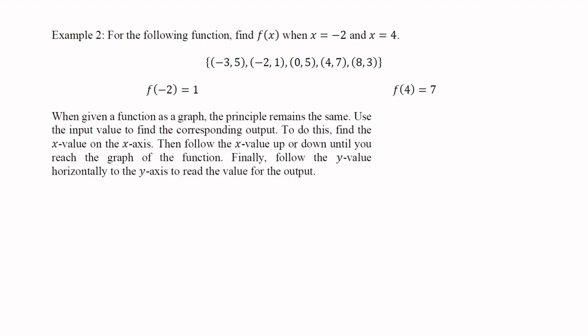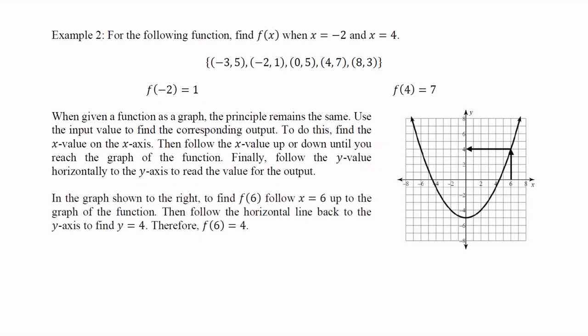Now, when a function is given as a graph, the principle remains the same. Use the input value to find the corresponding output. To do this, find the x value on the x-axis. Then follow the x value up or down until you reach the graph of the function. Finally, follow the y value horizontally to the y-axis to read the value for the output. So in this graph, to find f of 6, we are going to find x equals 6, and then we follow that up to the graph of the function. Then we're going to follow the horizontal line back to the y-axis and find that y is equal to 4. So f of 6 equals 4.